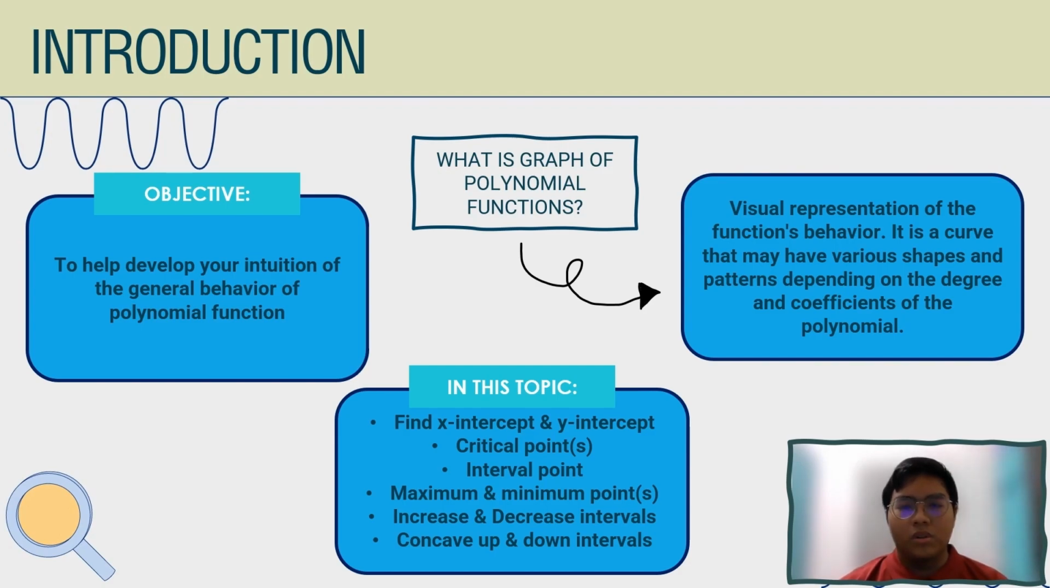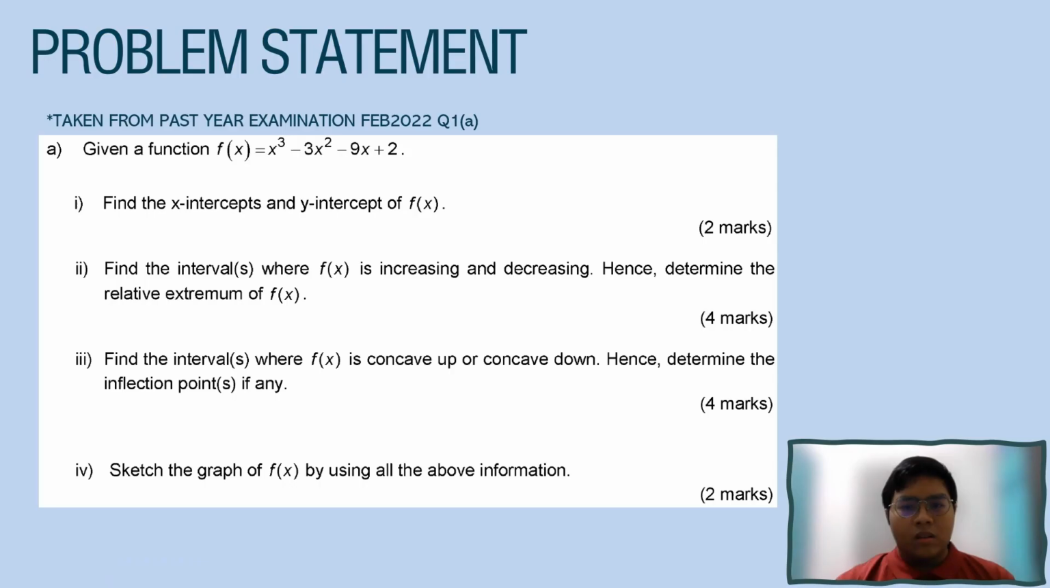Before we go through the question, what is a graph of a polynomial function? The graph of a polynomial function is a visual representation of the function's behavior. It is a curve that may have various shapes and patterns depending on the degree and the coefficients of the polynomial. So let's look at the problem statement first.